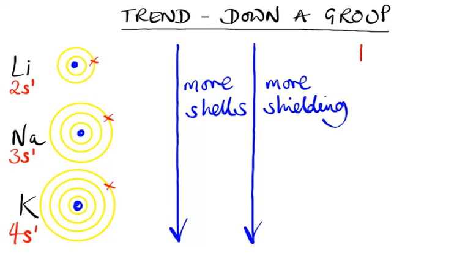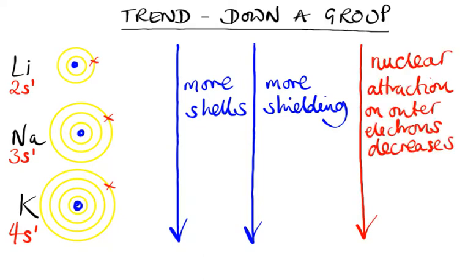So as we go down the group, the nuclear attraction on the outer electrons decreases, and this means that ionisation energy decreases. And this will be seen in any group, so as you go down a group, ionisation energies decrease. And in group 1, because their reactivity is about losing the outside electron, as it's easier to lose the outside electron, their reactivity increases.